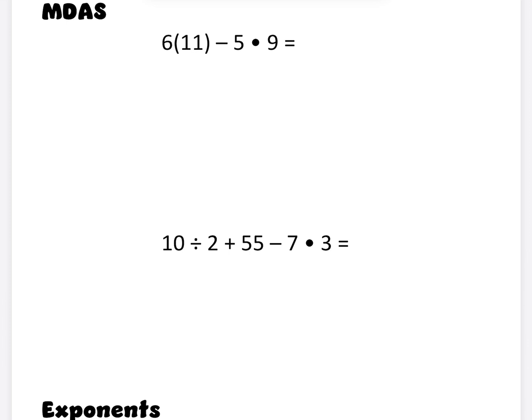So here we go. We have 6 parentheses 11 minus 5 times 9. So I need to check those parentheses right here. Is there anything happening inside the parentheses? No. This is a multiplication parentheses. So I am going to rewrite this as 6 times 11 minus 5 times 9. So that right there is what I'm going to focus on.